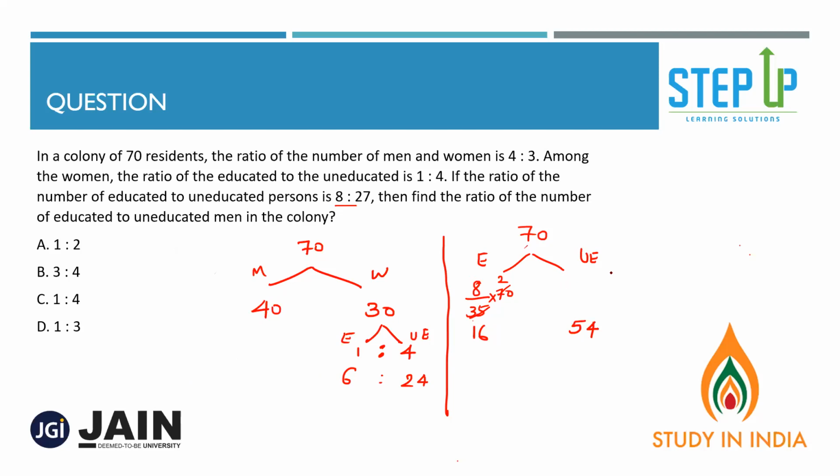Right, 27 into 2. So now what we need to calculate is the ratio of the number of educated to uneducated men in the colony. Out of 16, 6 are female. It means that 10 are males. Out of 54, 24 are females. It means that 30 are males, this is educated and this is uneducated. How 6 and 24? Sandeep, 1 plus 4, 1/5 of 30 will give you 6. Similarly, 4/5 of 30 will give you 24. Fine. So yes, the answer is 1:3. Fine, people?